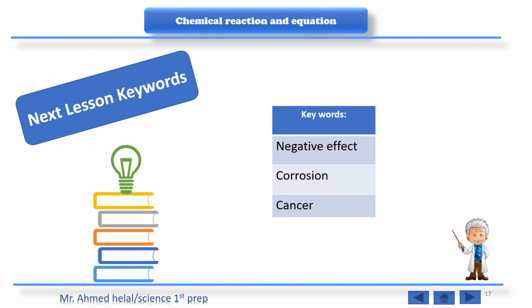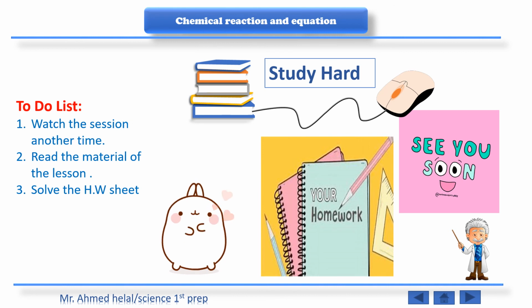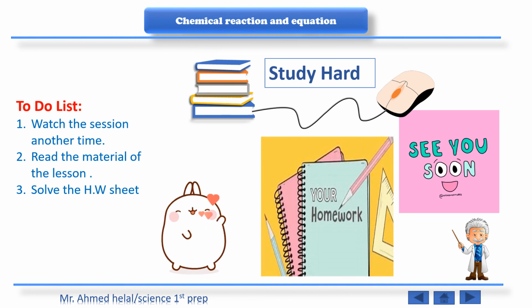These are the keywords for the next lesson. Please repeat after me: negative effect, corrosion, cancer. Watch the session another time, read the material of the lesson, and solve the homework sheet.